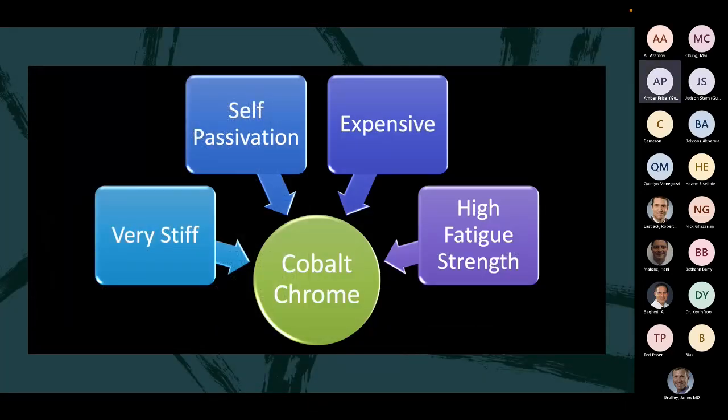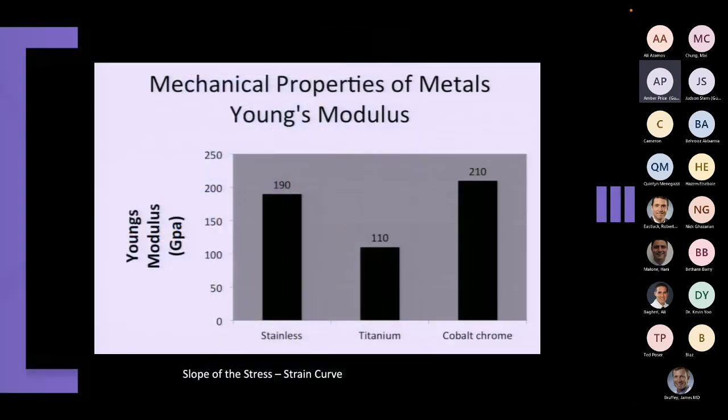So what about cobalt chromium? It's very stiff. It has a very high Young's modulus, and I think anybody who's tried to bend cobalt chrome rods knows this. It has a good self-passivation, so it's very similar to titanium in forming that protective oxide layer and preventing galvanic corrosion. It's expensive, so that's something to keep in mind. And then it also has a very high fatigue strength.